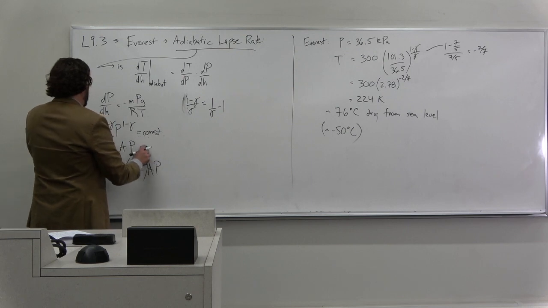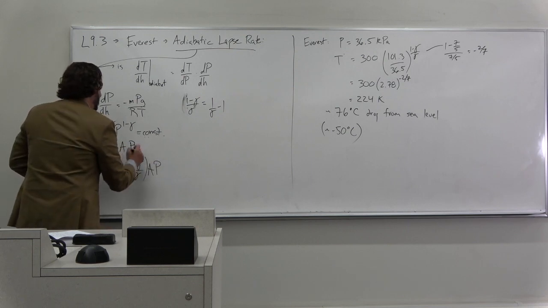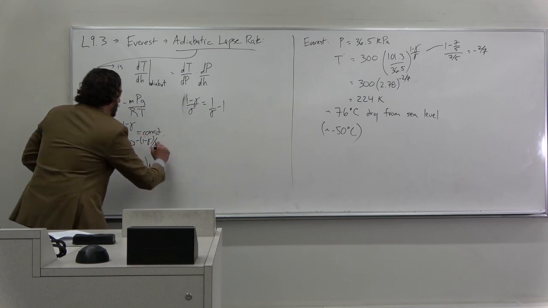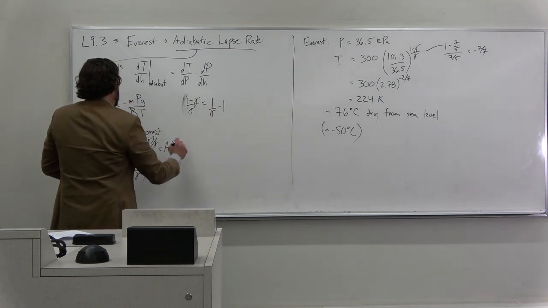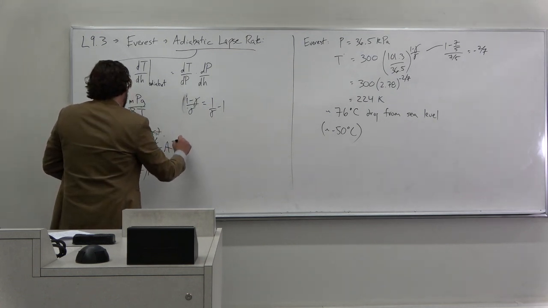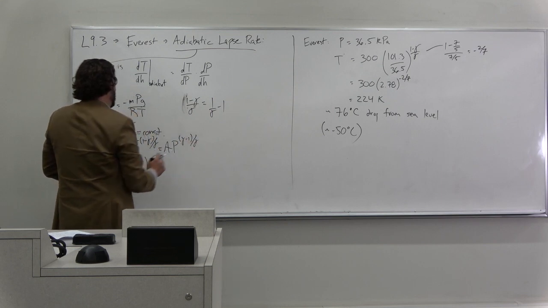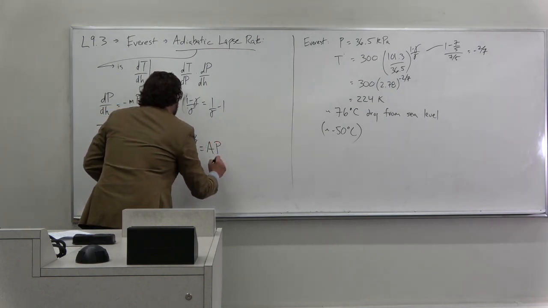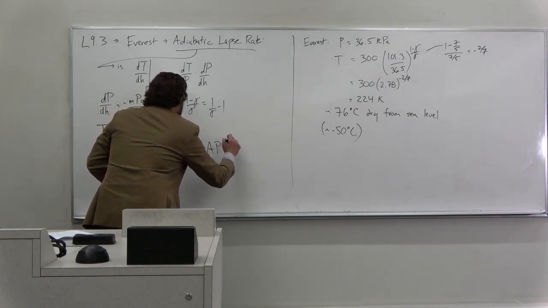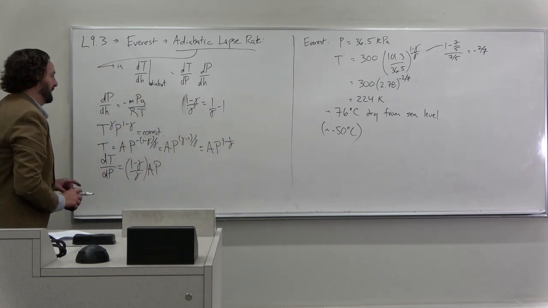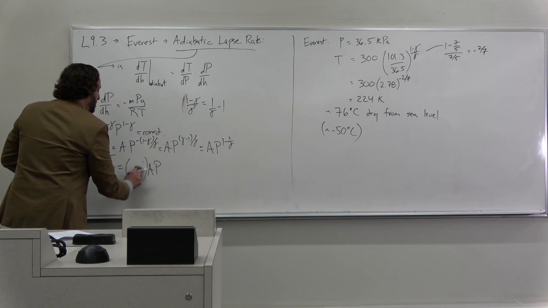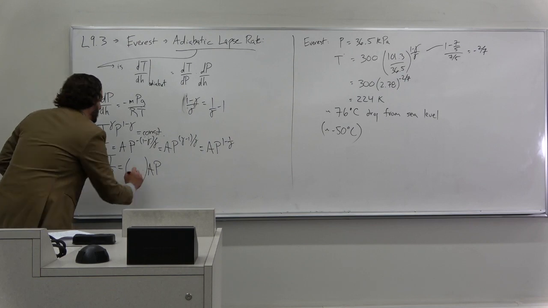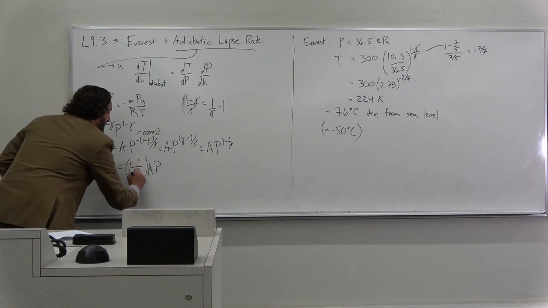So when I took this P to the other side, this should have been P to the 1 minus gamma over gamma, or A P to the gamma minus 1 over gamma, which is going to be the same thing as A P to the 1 minus 1 over gamma. So when I took this down, I took the wrong thing down because I didn't have that minus sign. Okay, so this is 1 minus 1 over gamma.